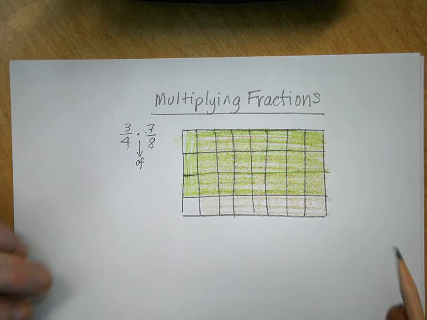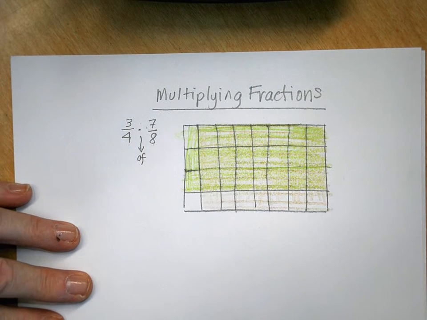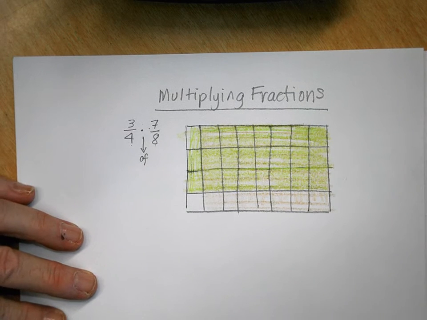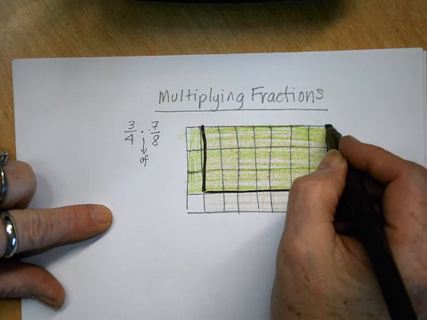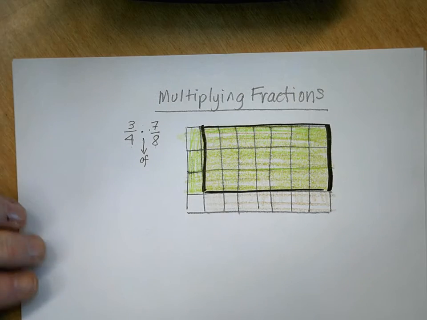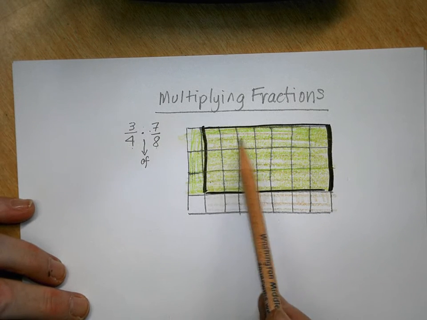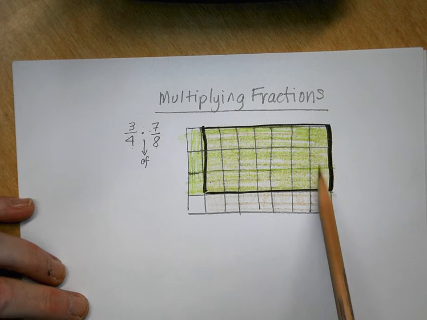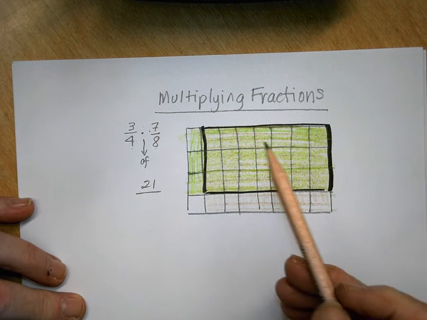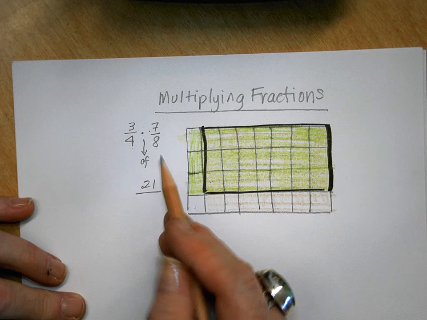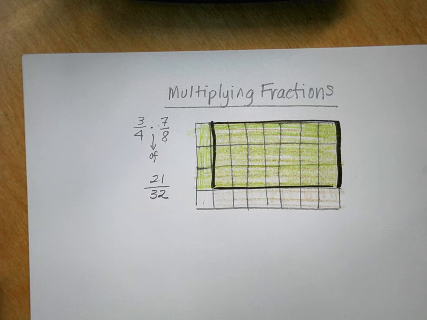Now my answer in this model is the part where the colors overlap, where there's 2 colors. So that means this part right here has 2 colors. So my answer, my numerator, will be all the parts that are colored in, 1, 2, 3, 4, 5, 6, 7 times 3 rows. So that's 21 parts colored in, out of a total 4 times 8, which is 32. So my answer is 21/32.